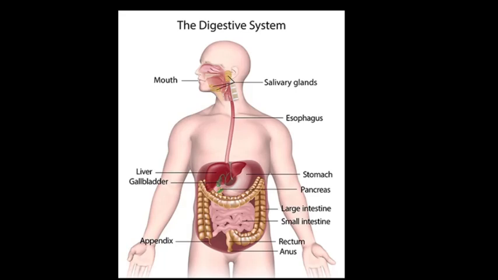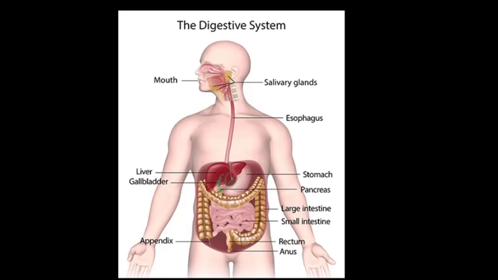Then our food passes through the pharynx, that is above the esophagus. It is a small opening to the esophagus and trachea. Next we have the esophagus. It is a tube which leads from the pharynx directly into your stomach and it pushes the food towards your stomach. So that is the main purpose of the esophagus.